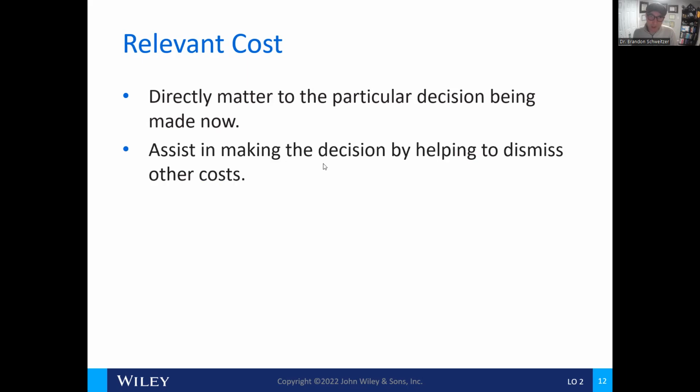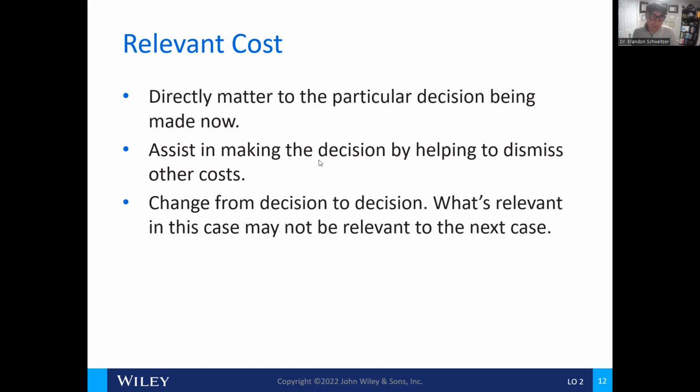Relevant costs assist in the decision-making process by helping to dismiss other costs, like sunk costs. And the relevant cost may change from decision to decision, so it may not be relevant to the next case. In other words, the relevant costs will be different from decision to decision that we make. So those same relevant costs may not be relevant in a different situation.